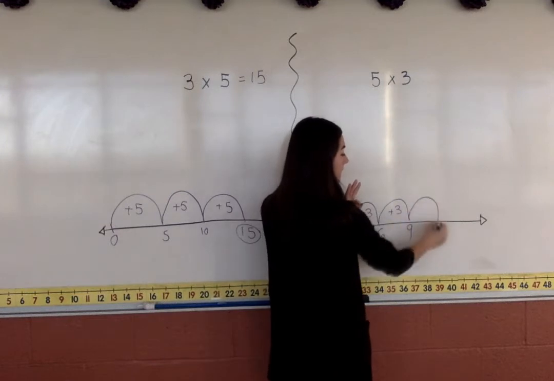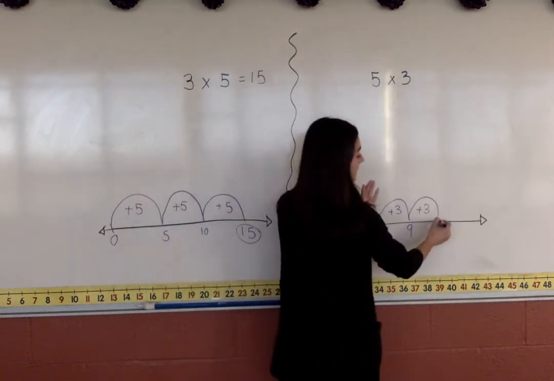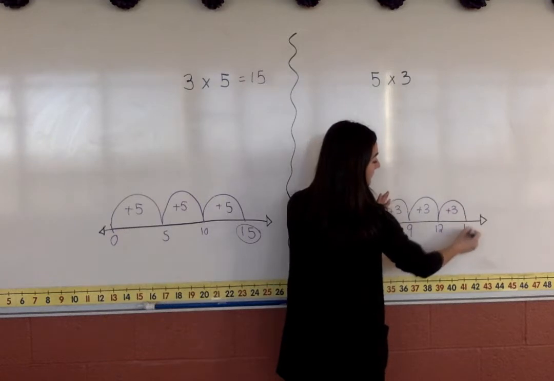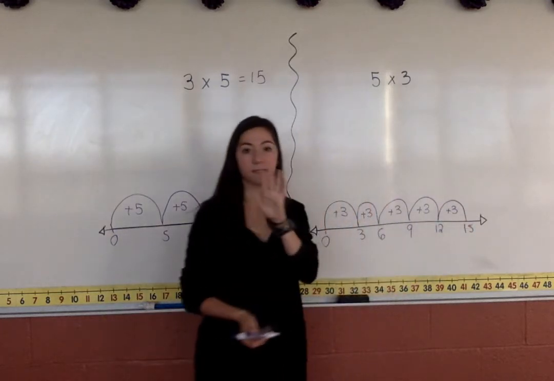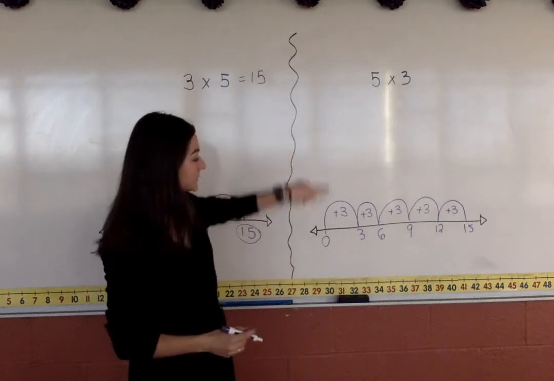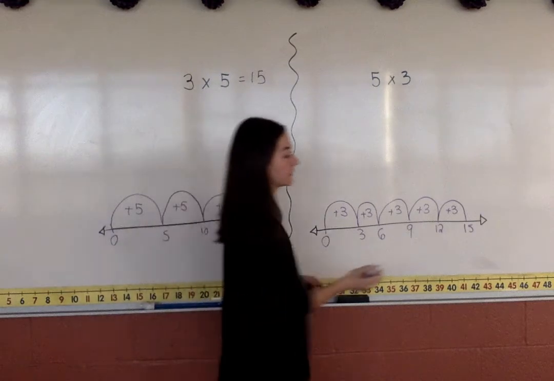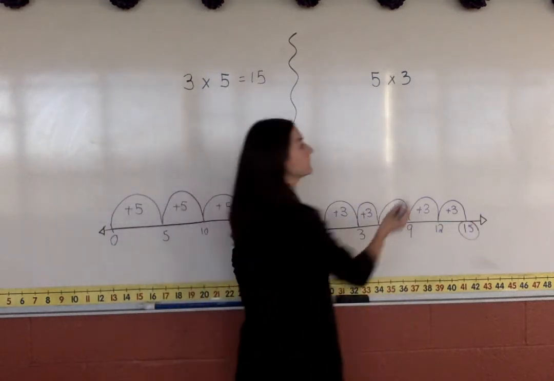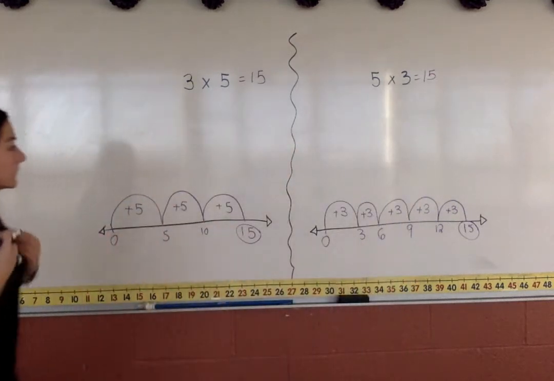I'm going to take another hop of 3, and I'm going to land on 12, that's 4 hops, and my last hop of 3 is going to get me to 15, because 12 plus 3 equals 15, that is my 5th hop. So here I took 5 hops of 3, and I landed on 15. So 5 times 3 equals 15.